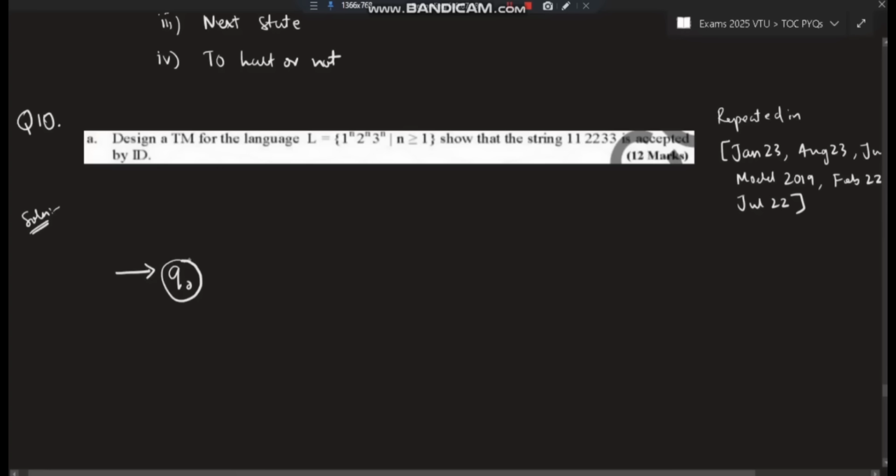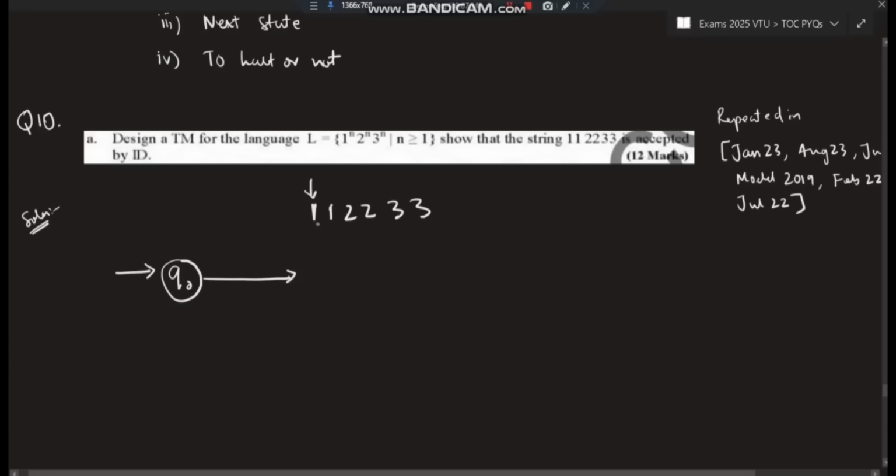Okay. Now in the Q0, first my string. Okay, my string is 112233. Okay, this is the string which is given to us. So we'll take this same string into consideration and we'll proceed. Okay. Now see, I am at Q0. Okay, and my read-write head is present here.